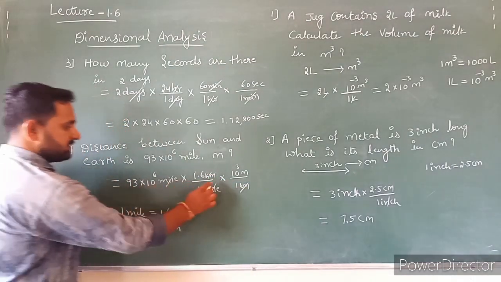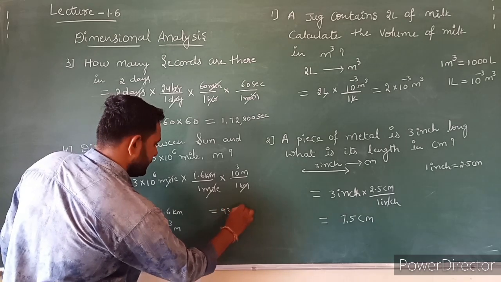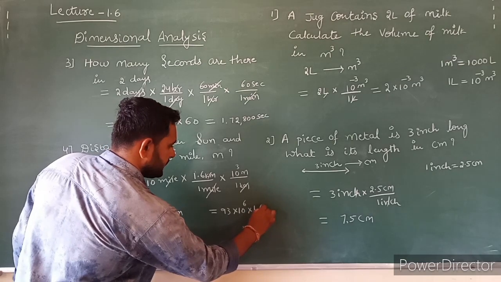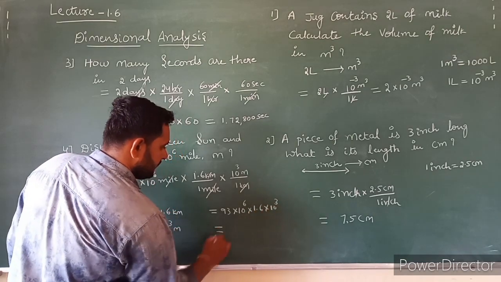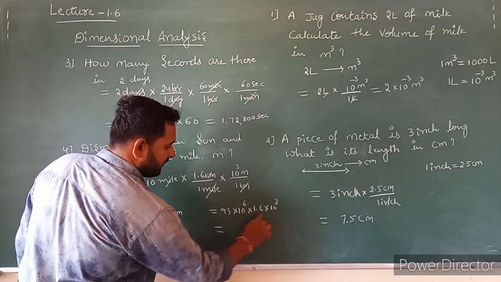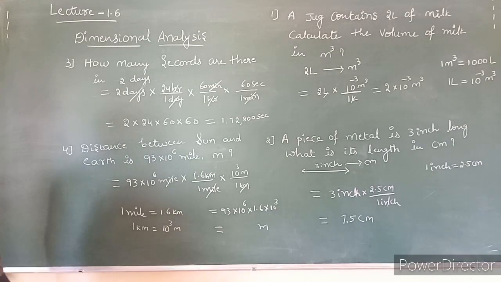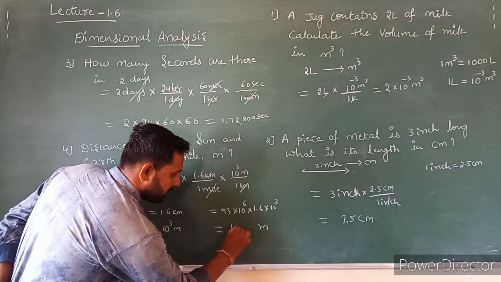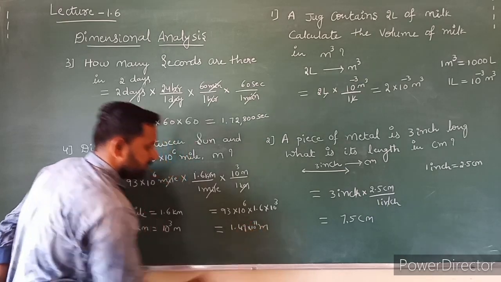Now multiply these values: 93 into 10 power 6 into 1.6 into 10 power 3. If you multiply these values, you will get the final answer in meter. The answer is 1.49 into 10 power 11 meters.